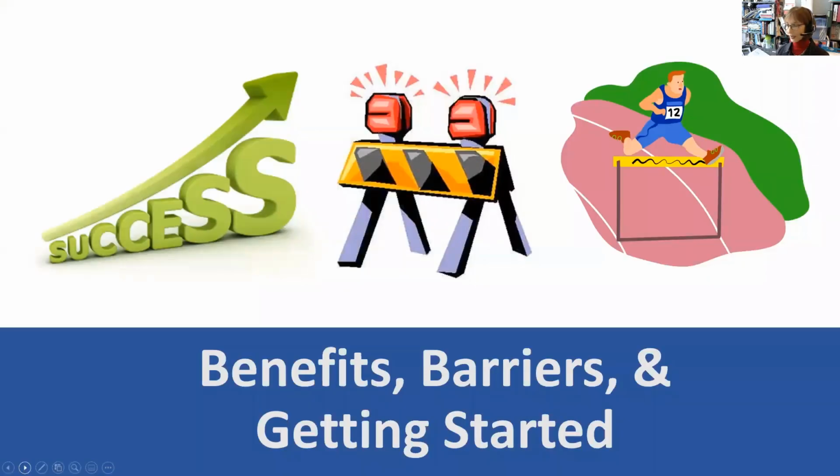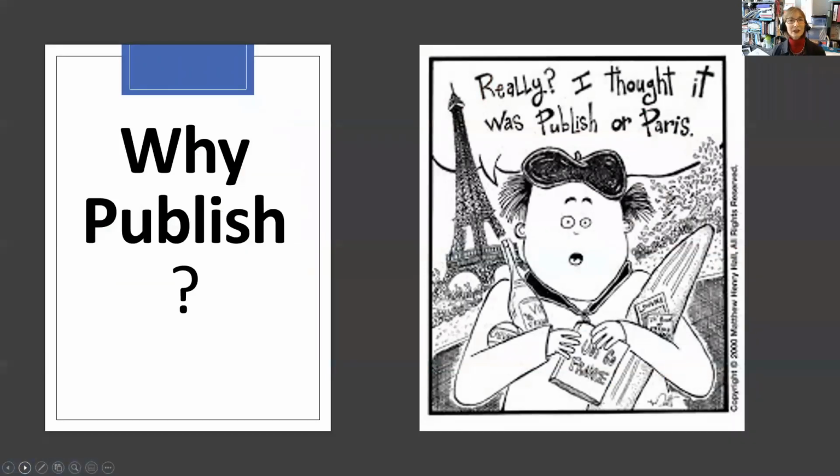So starting out, in this first section we'll talk about benefits of and barriers to publication, and then discuss how to get started with turning your extension work into published work. So let's start with benefits. You can see a little cartoon here on the screen. I've tried to inject a little humor because I think sometimes the publishing process is a little bit scary or off-putting. So we'd all like to go to Paris, right? But what if your publishing could get you to Paris?